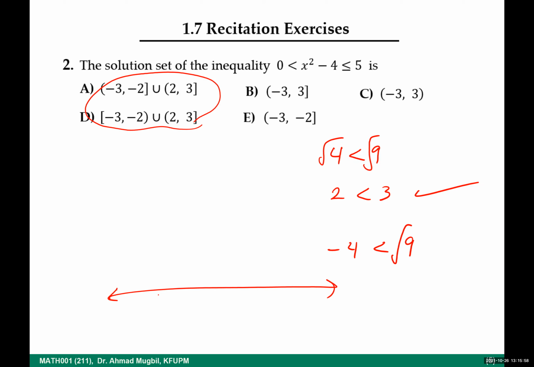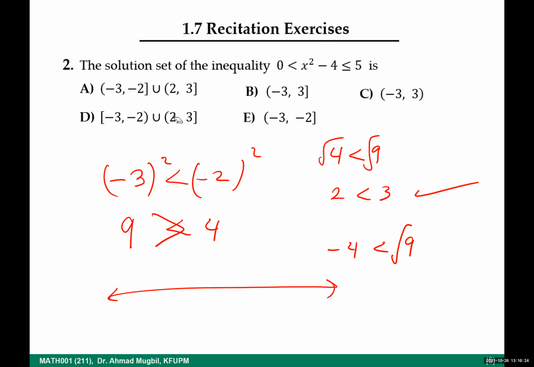Not only that, squaring both sides is dangerous when you have inequalities. Look, -3 is less than -2, right? Square both sides. What will you have? 9 less than 4. It is not true. So you should reverse. In fact, you have to be very careful when you deal with inequalities, when you square both sides or raise both sides to powers. So be careful, and consider the truth of the statement in this case.